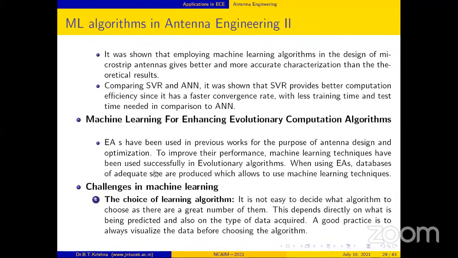And at the same time, once the antenna has been designed using these machine learning algorithms, whether it is an artificial neural network or anything else, you can make use of evolutionary computation algorithms such as genetic algorithm, particle swarm optimization, and ant colony optimization, and you can improve the performance of the antenna by making use of these evolutionary computation algorithms. So this is one of the applications.